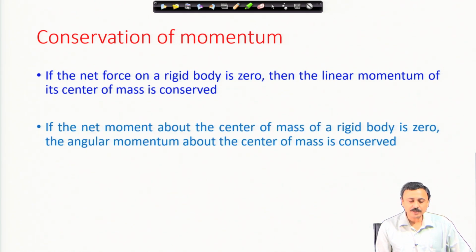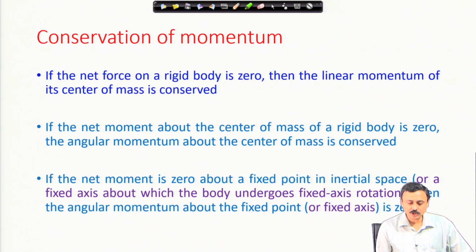If the net moment about the center of mass of a rigid body is 0, the angular momentum about the center of mass is conserved. This follows from the angular momentum equation about the center of mass, which we had integrated. If there is no angular impulse, no net moment acting on the center of mass, then the angular impulse goes to 0, and we find from the left hand side that the angular momentum about the center of mass is conserved.